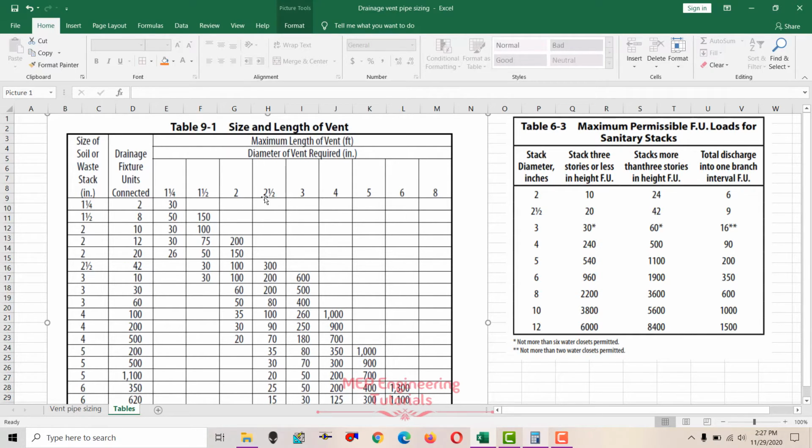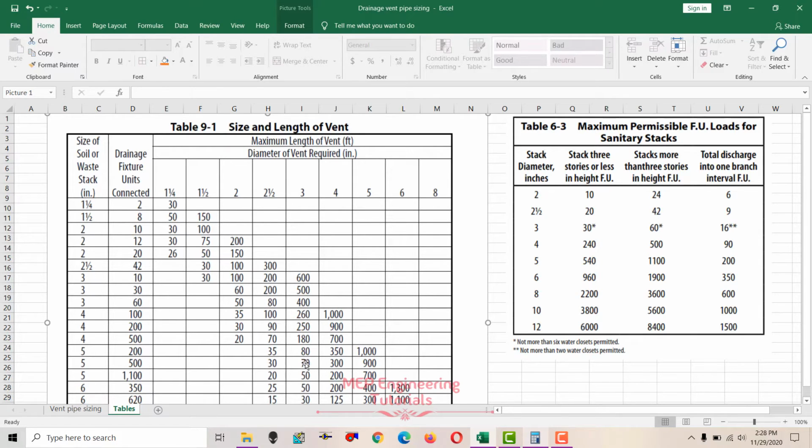Before going further, let me tell you about this table. These pipe sizes, 1/4, 1/2, 2 inches, are basically the vent pipe sizes. These are the connected drainage fixture units, and this is the soil stack pipe size. And in between we have these developed lengths. So we know that for a 5-inch soil stack pipe size and 330 fixture units, we'll go for 500. And the developed length is how much? 55. So 55 is in between 30 and 70. We'll go for the higher value, 70.